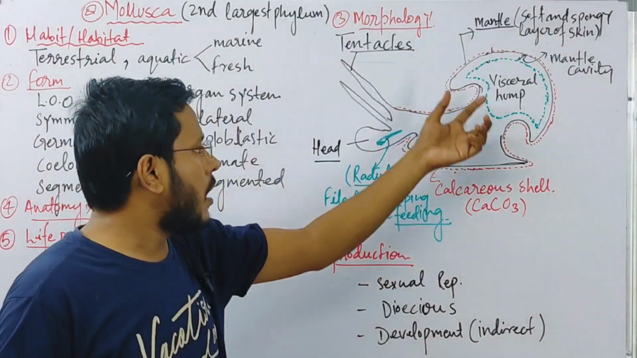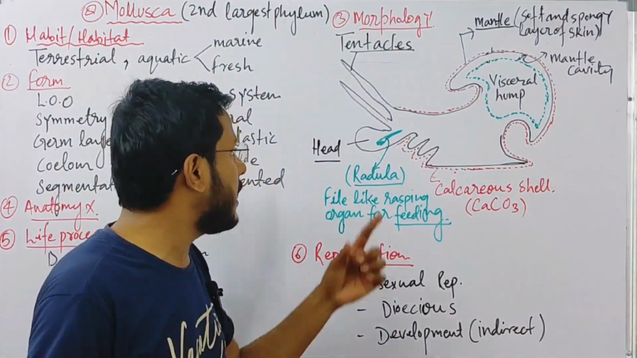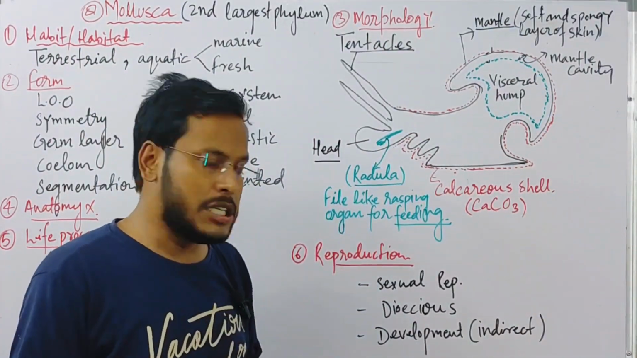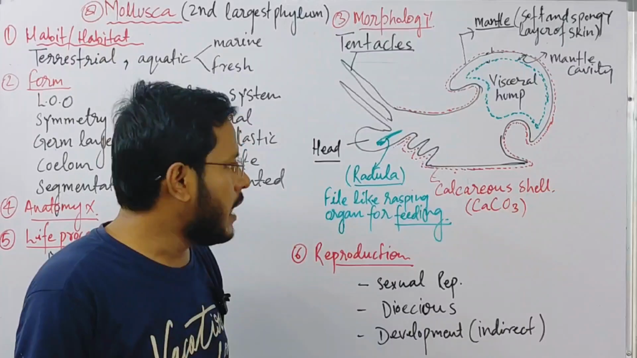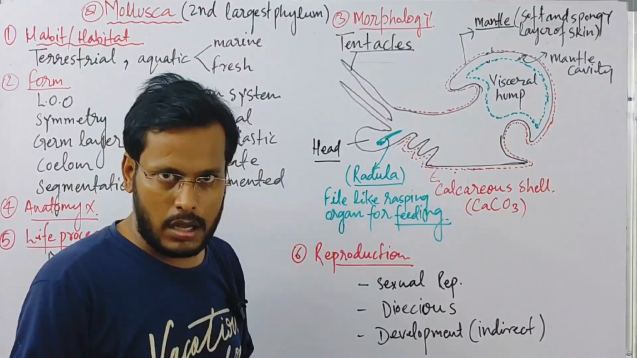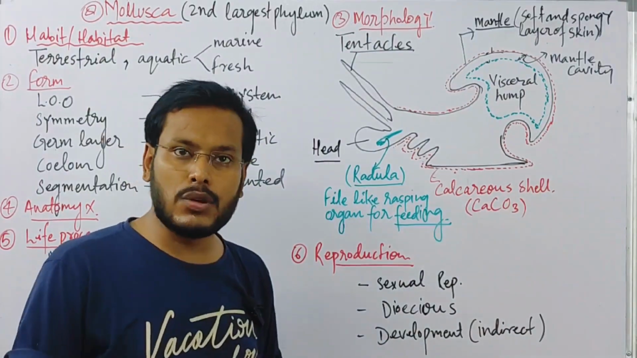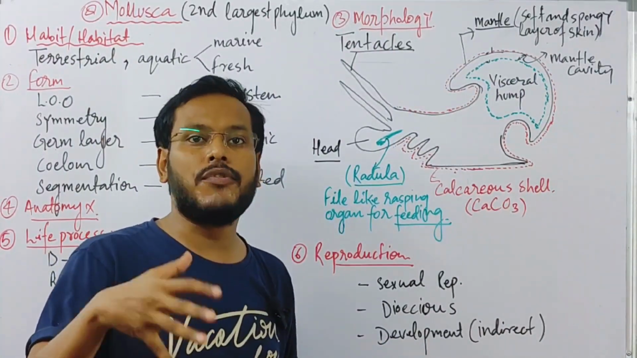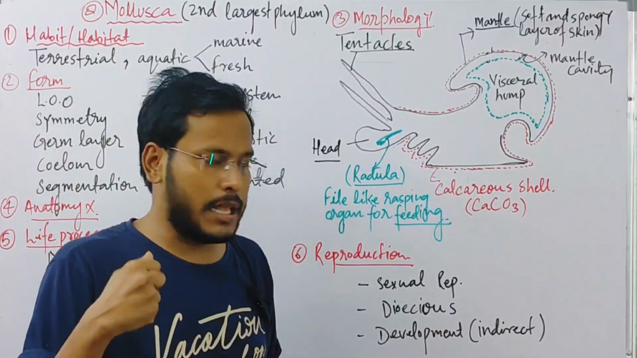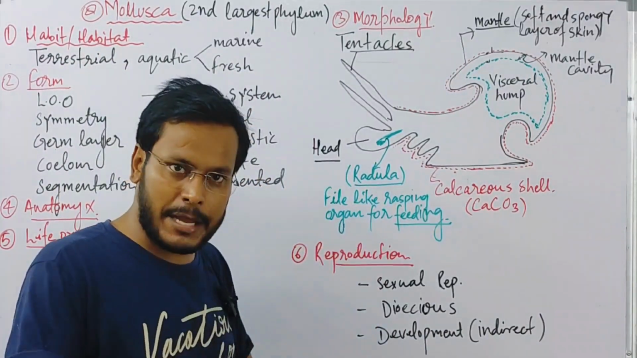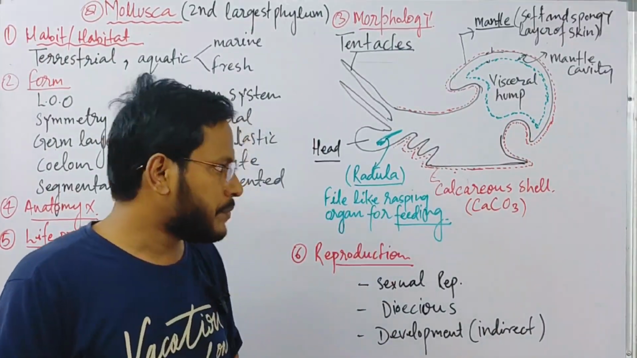Now come to this point. In the head there is a structure, a file-like rasping organ for feeding, and this is known as the radula. Radula functions in feeding. That's why it is file-like rasping. It is just a file-like rasping organ for feeding.